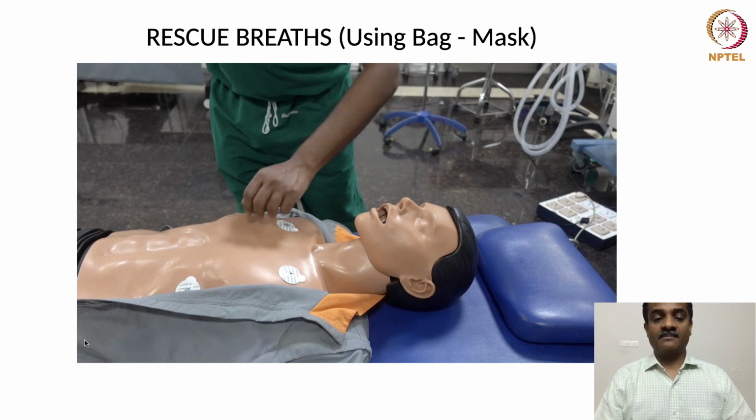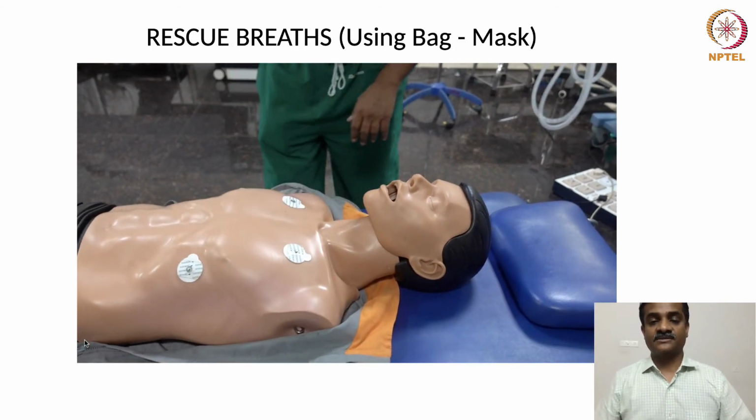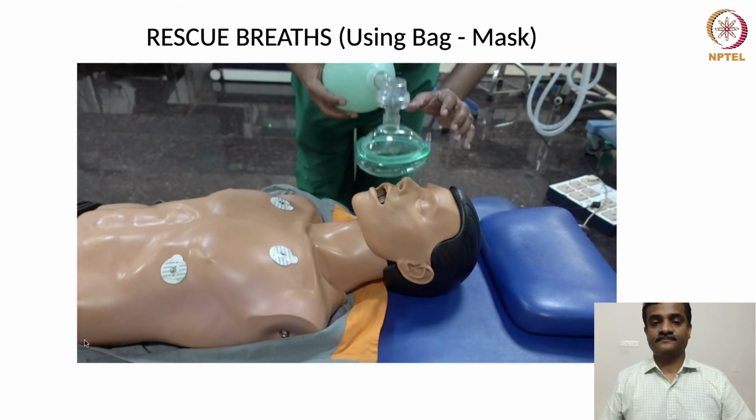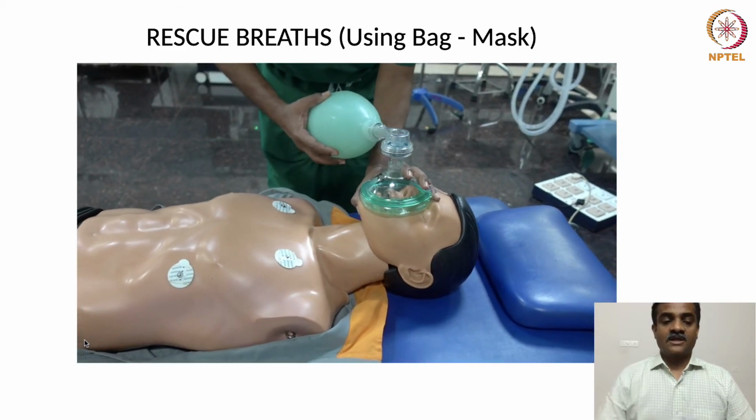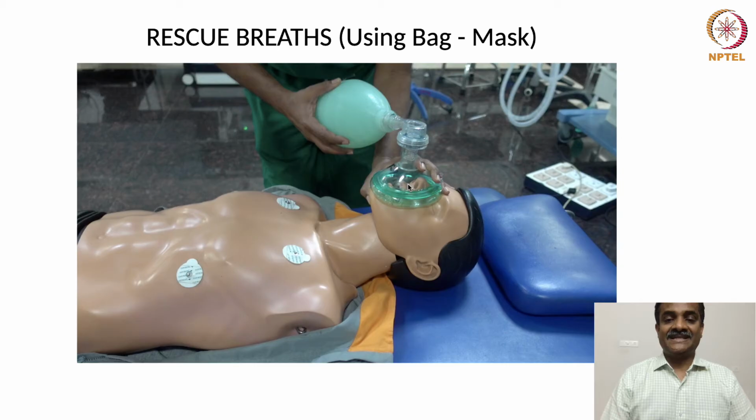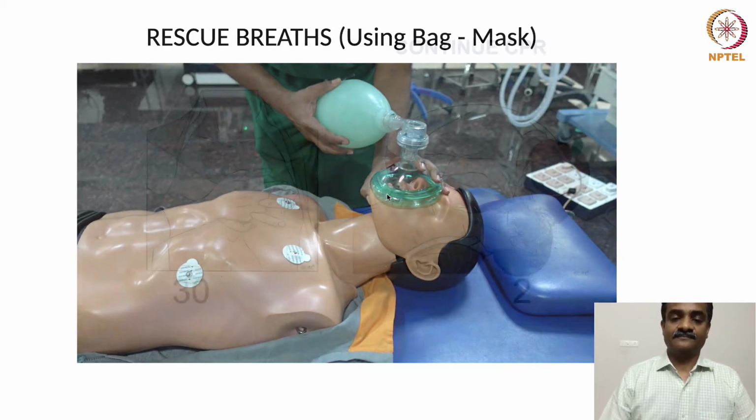If you have a bag and mask, rescue breaths with bag and mask is better. If you have a mask, it's easy. Using the mask is an easy technique. The mask has to seat comfortably and tightly around the mouth and the nose of the victim. You use your fingers to get a seal: one pulls the chin up, one is on the forehead, in the form of an E and a C.